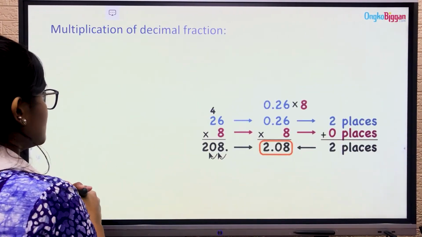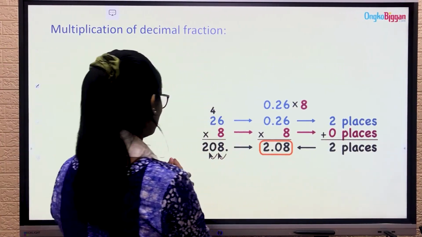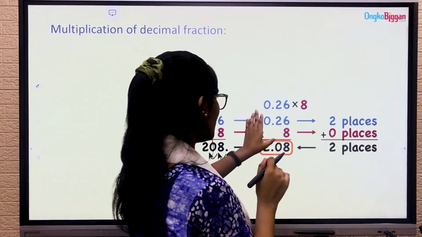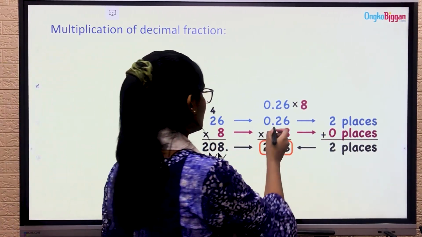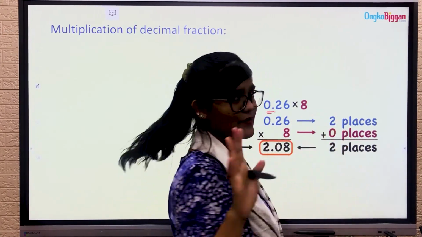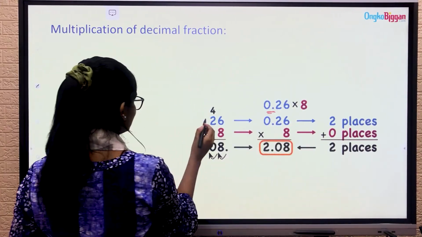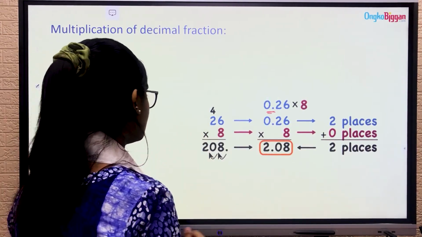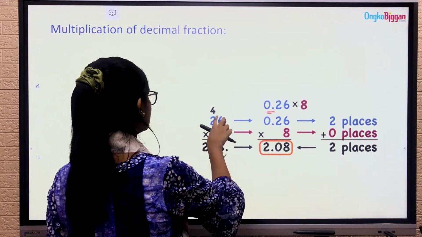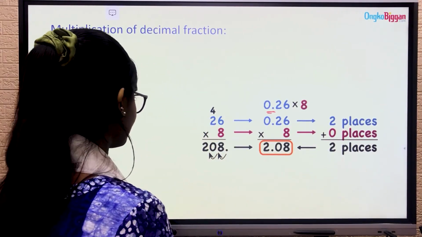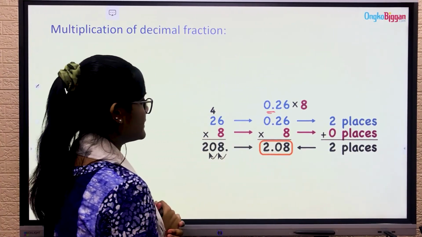Okay, then multiplication. Multiplication is very easy. Here we have to multiply 0.26 into 8. Initially, we will not calculate the decimal point; we will calculate it later on. Simply, we will multiply 26 by 8. After multiplication, 6 times 8 is 48, 4 in hand, then it will be 208. Now, we will count the places of the decimal.